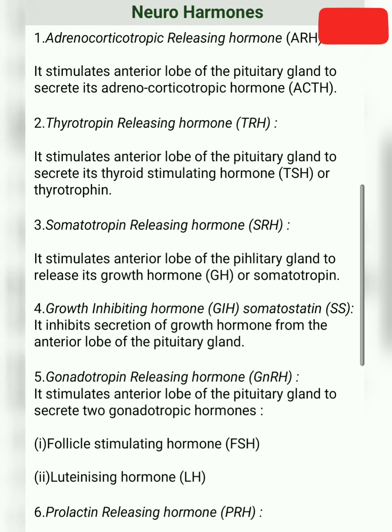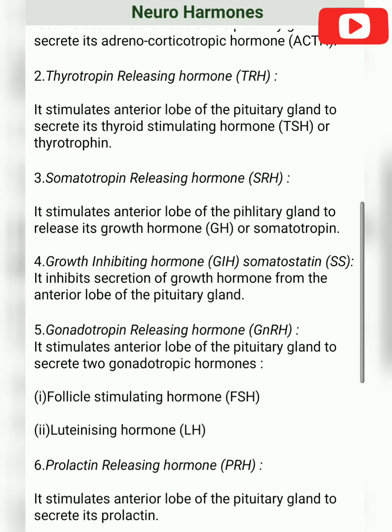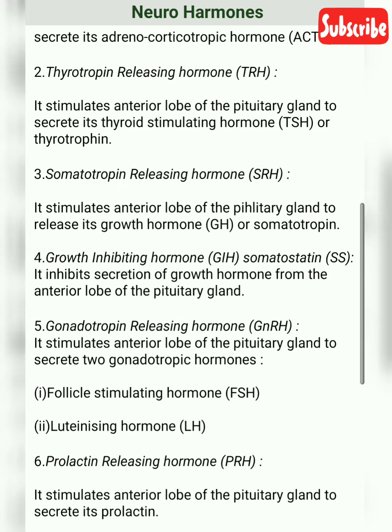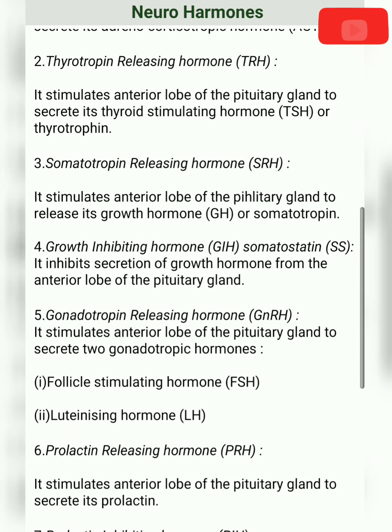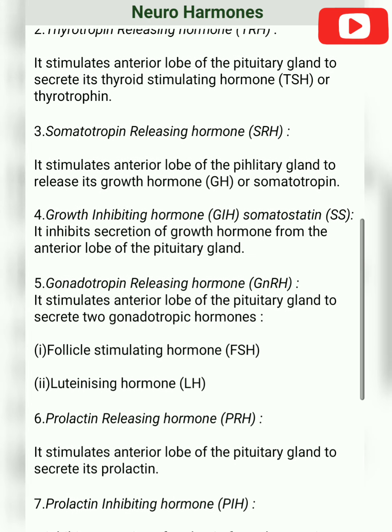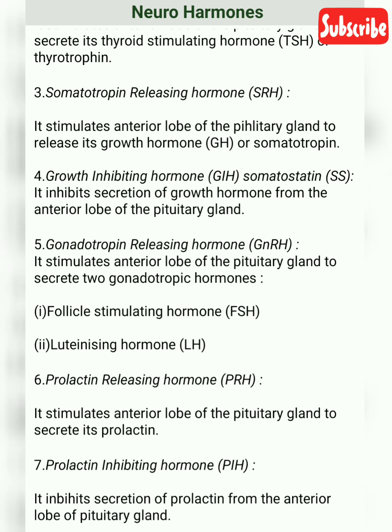4. Growth inhibiting hormone, GIH, or somatostatin, SS. It inhibits secretion of growth hormone from the anterior lobe of the pituitary gland. 5. Gonadotropin releasing hormone, GnRH. It stimulates the anterior lobe of the pituitary gland to secrete 2 gonadotropic hormones, follicle stimulating hormone, FSH, and luteinizing hormone, LH.